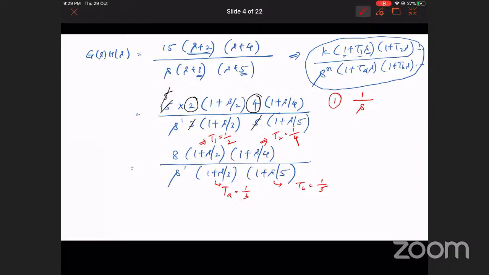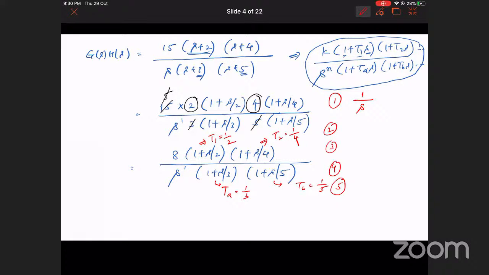First of all, you have to see if there are poles at origin or zeros at origin, and consider that term the very first time. So I have taken 1 upon S. Second, third, fourth, fifth. Now, how to arrange the rest of the things? Once the pole at origin has gone, we have a total of 3 poles and 2 zeros.